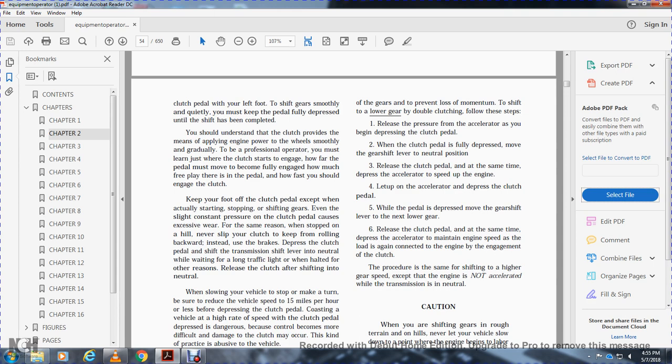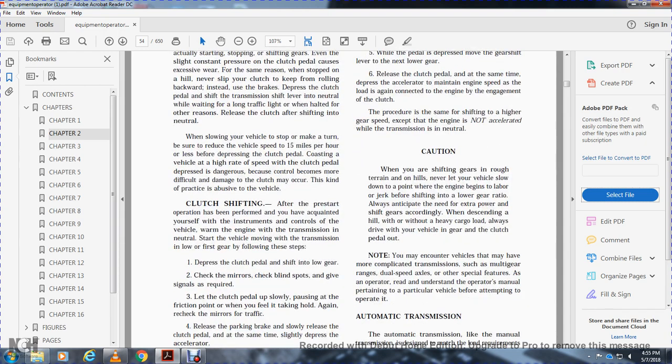The procedure is the same for shifting into a higher gear, except that the engine is not accelerated when the transmission is in neutral. Caution: when you're shifting gears in rough terrain, never let your vehicle slow down to the point where the engine begins to labor or jerk. Before shifting to a lower gear ratio, always anticipate the need for extra power, shifting gears accordingly.